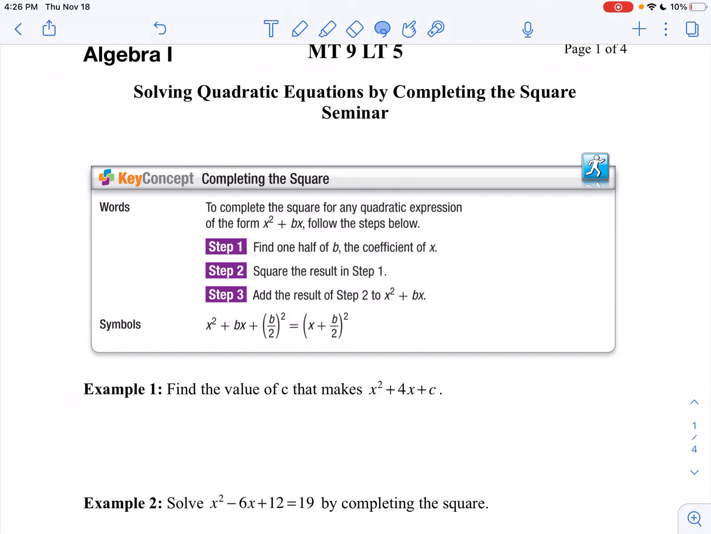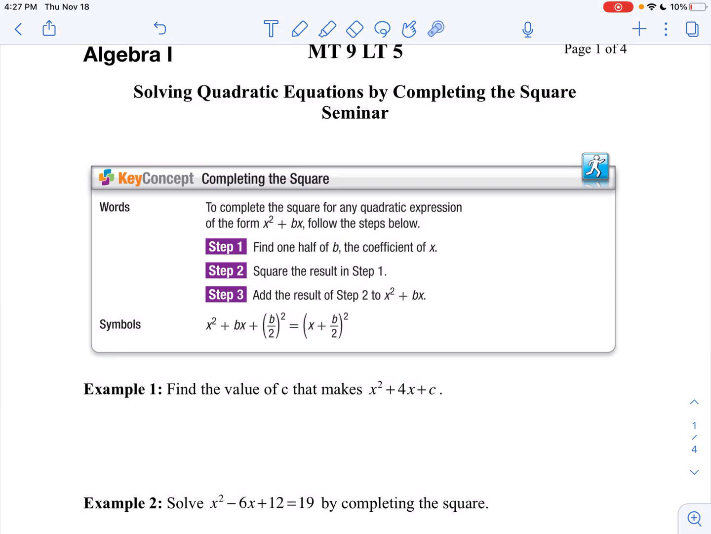Hello, in this lesson I want you to solve quadratic equations by completing the square, and I want you to identify features of a quadratic function by writing quadratic equations in vertex form. The vocabulary we're going to have is completing the square.